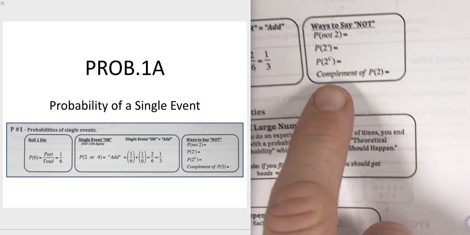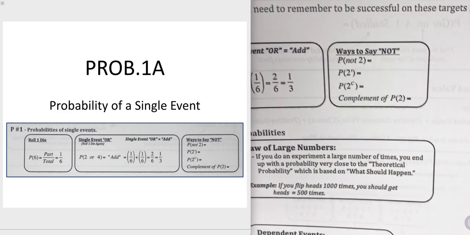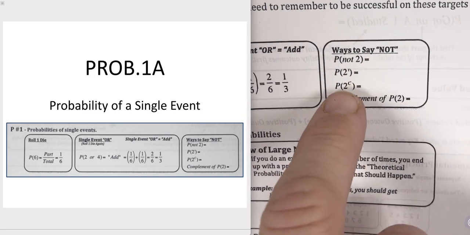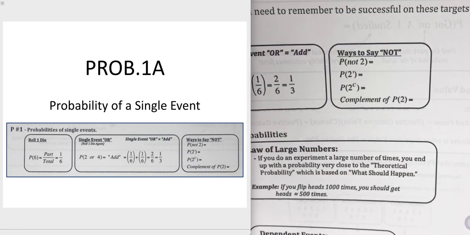Lastly, there are 4 ways to say the word not, and I hope you can see that already on the screen here too as well. The apostrophe, the word not, the little superscript C, and the word complement mean all the leftover that is not part of that outcome you're looking at.